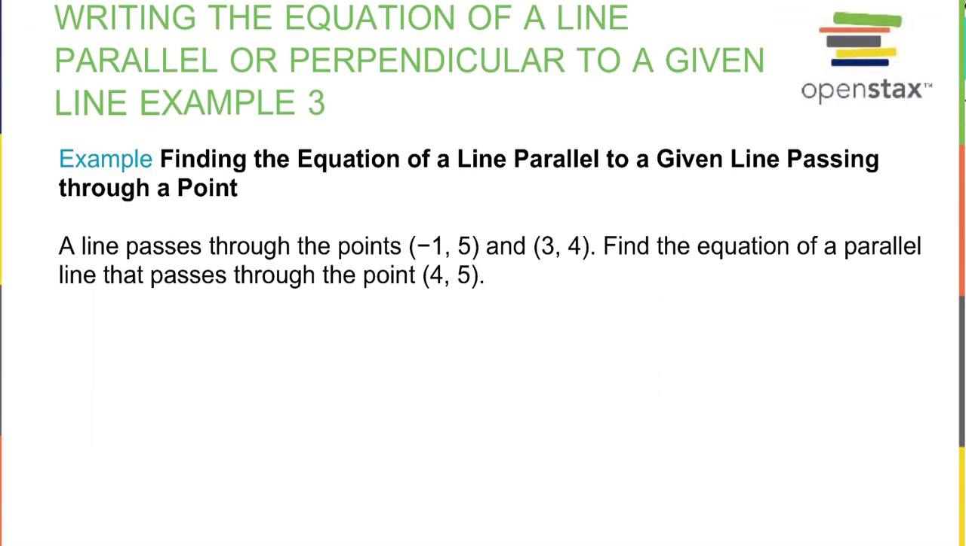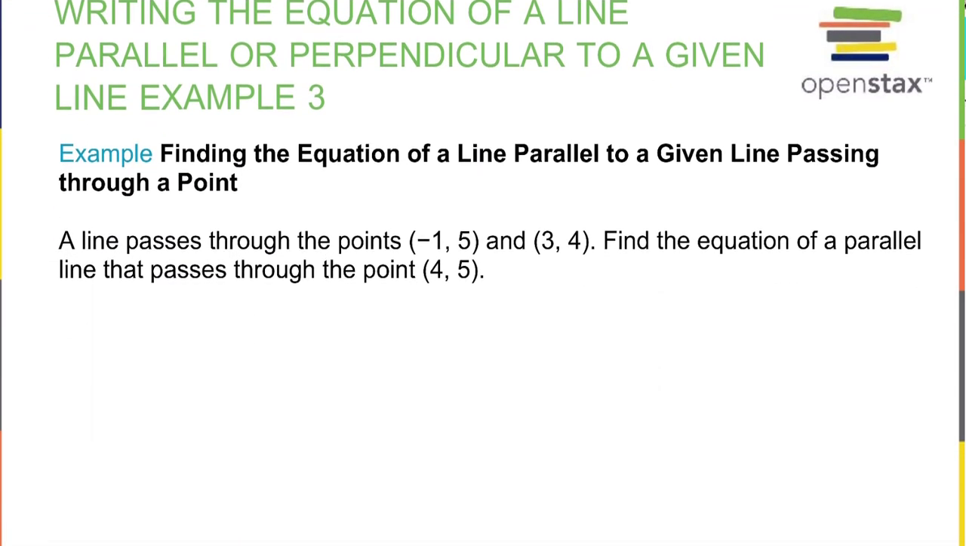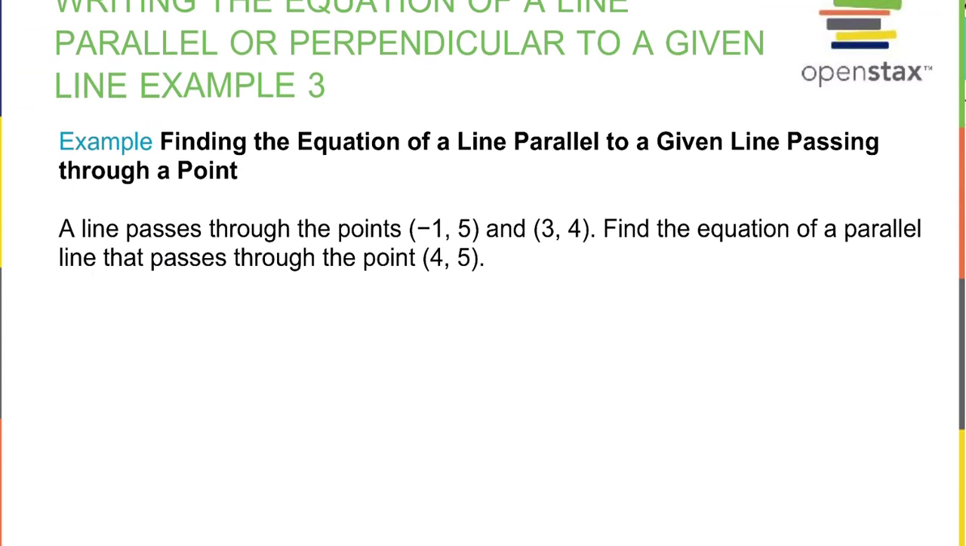All right. So now we're going to write the equation of a line parallel or perpendicular to a given line. A line passes through points negative 1, 5, and 3, 4. Find the equation of the parallel line that passes through 4, 5. So basically, we've got a line that goes through these points, and we want the parallel line that's going to go through those points.